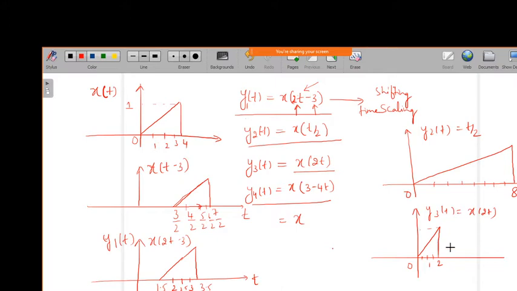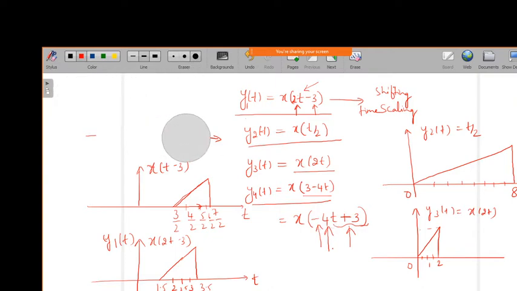Okay, sir. Now this one you can rewrite as x of minus 4t plus 3, is it not? What are all the operations? First is shifting, next is scaling, and it also has reflection, right? So all three operations are involved here. Now we can do this one. Try to do the shifting first, t plus 3.